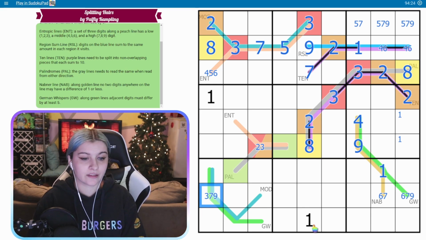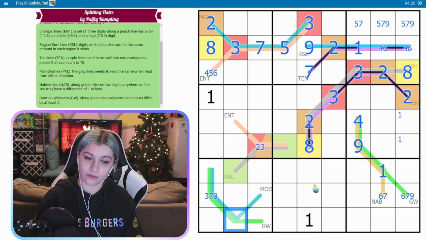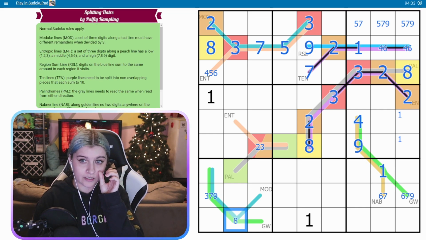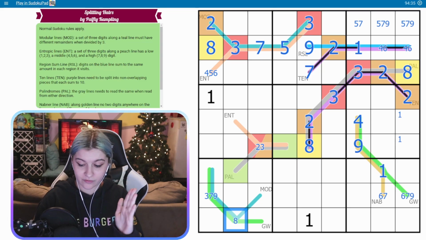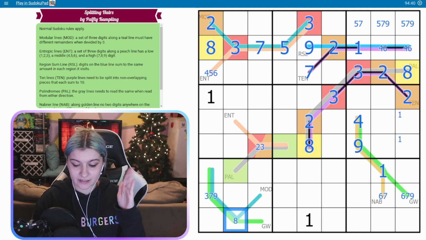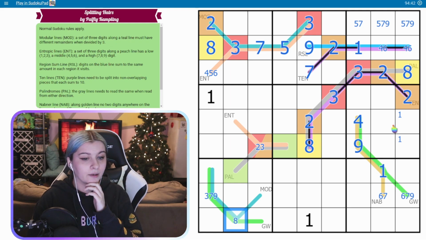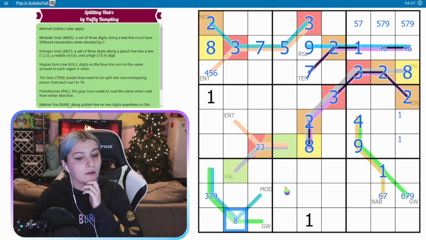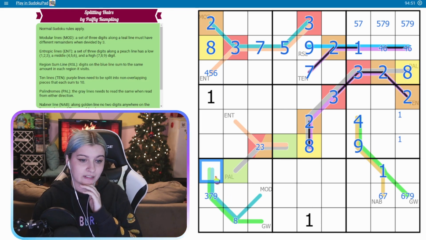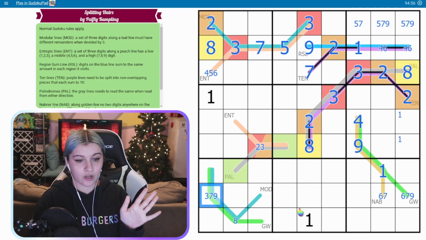If this is a 3, then German whisper says this needs to be an 8 or a 9, but modular says it can't be a 9. So this would be an 8 because modular is 147, 258, 369. Maybe that's what I did. Sometimes I mix up entropic and modular. If this is a 3, this would be an 8. Okay. But if this was a 3, this would also have to be an 8 because I still need to follow German whisper and modular, so that would not work. So I actually don't want this to be a 3.